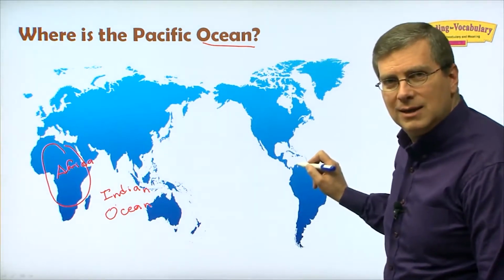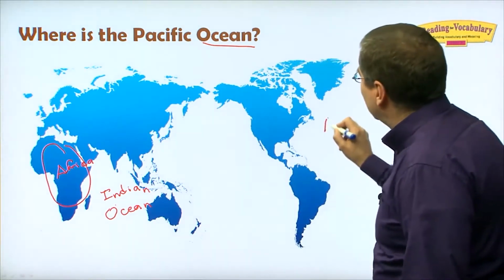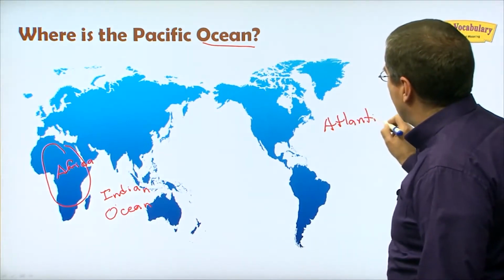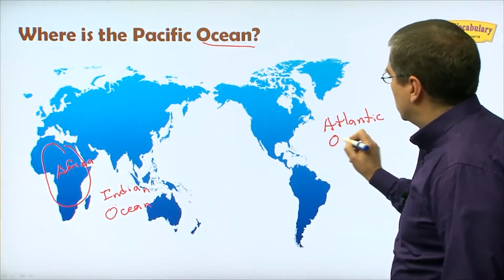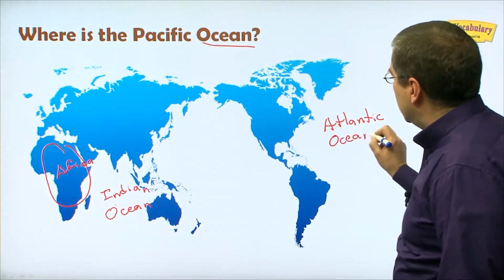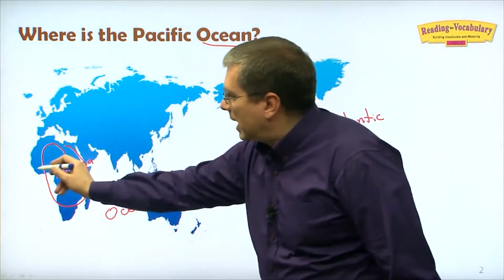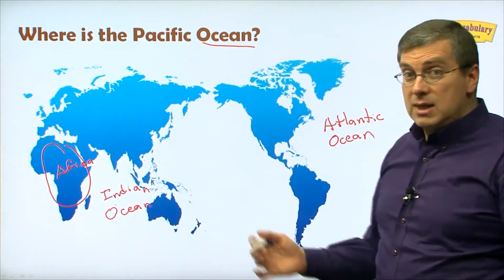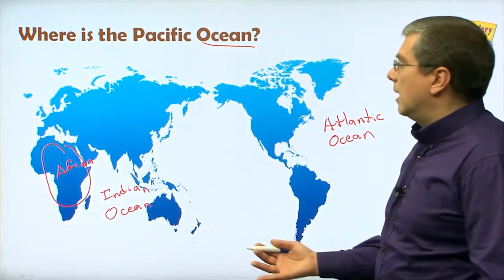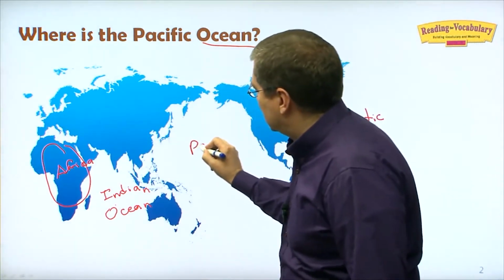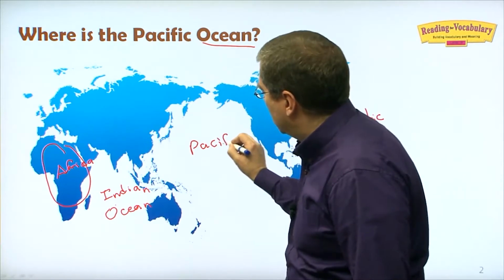What? No, it's not? Okay, this is the Atlantic Ocean. The Atlantic Ocean is between the Americas and Europe and Africa. So where can the Pacific Ocean be? Where? Ah, it's this big one here, right? This is the Pacific Ocean.